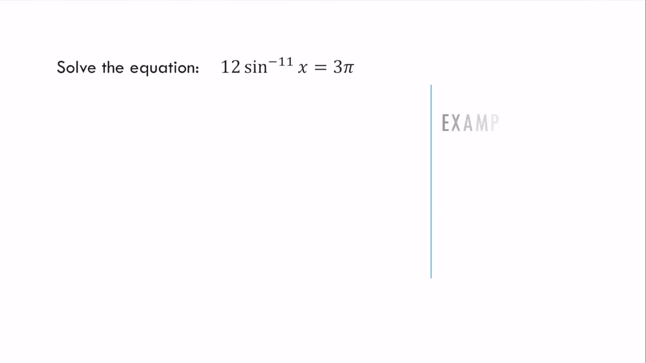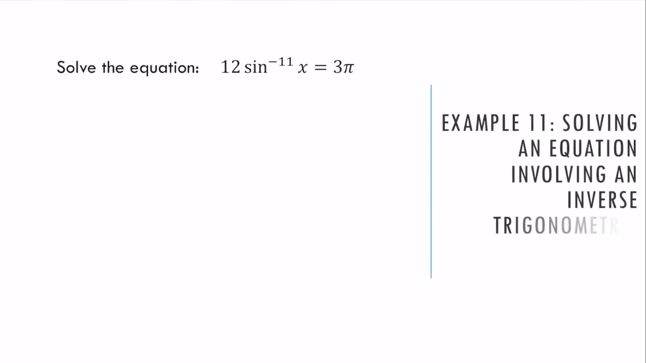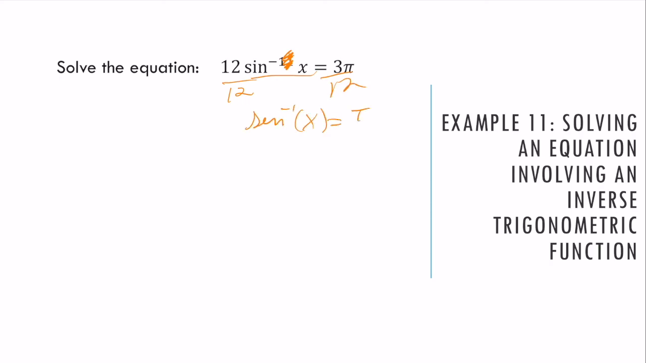Last but certainly not least, let's solve an equation with an inverse function. And that is supposed to be a 1, a minus 1, not a minus 11. Sine to the negative 11 would be kind of scary. So we're going to start by dividing both sides by 12, because 12 is a coefficient. So I get sine inverse of x equals pi over 4.